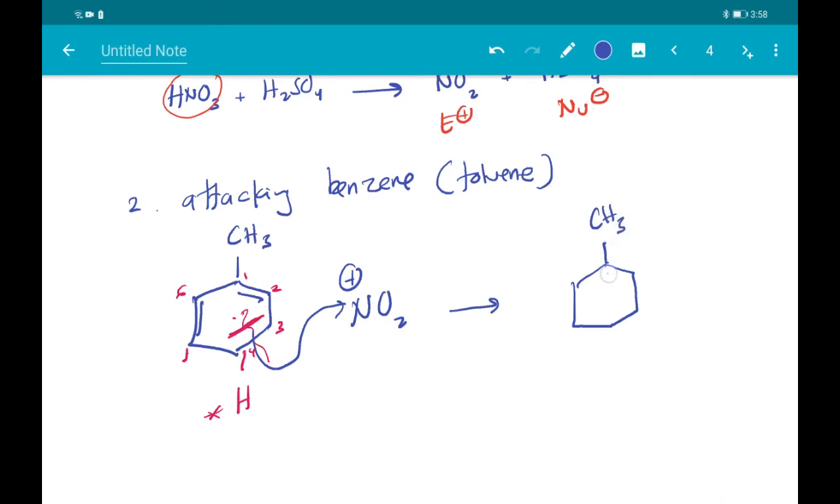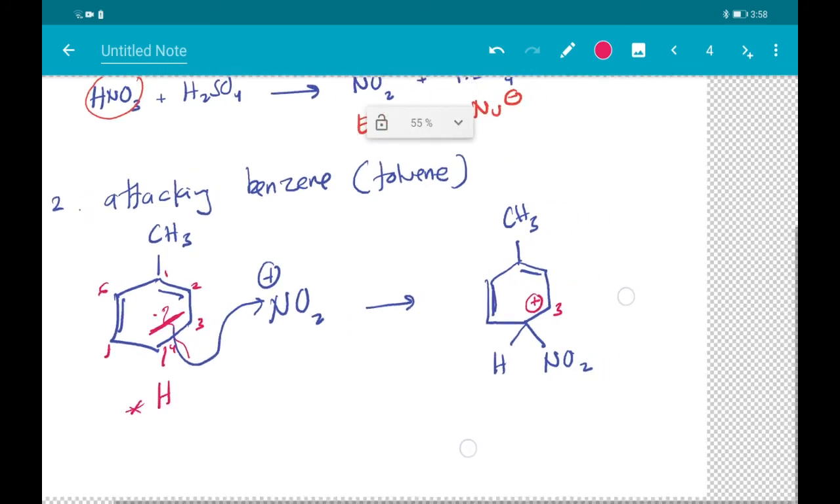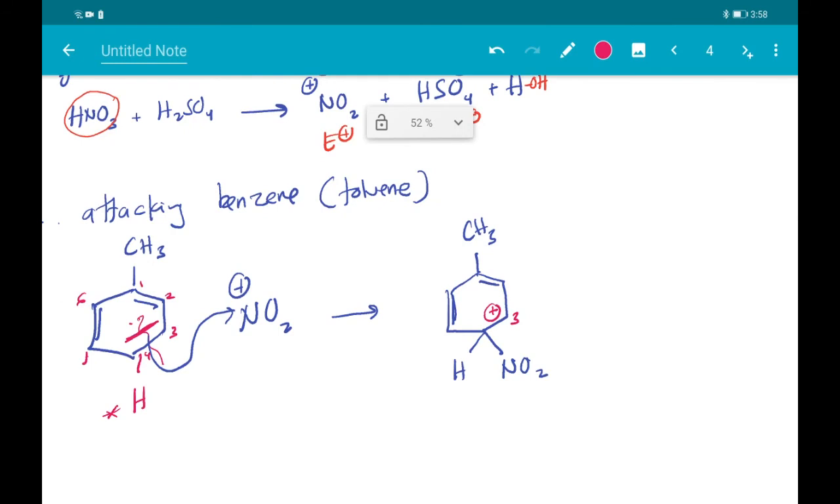Alright, the number 1 and number 2 double bond will remain the same. Same goes with the 5 and 6. Number 4 will break its bond with carbon number 3, and then it will attach to the NO2, and then the H will also attach to the same carbon. Carbon number 3 just now has lost its electron, so it has become more positive. That's why it's going to have a positive charge at carbon number 3.